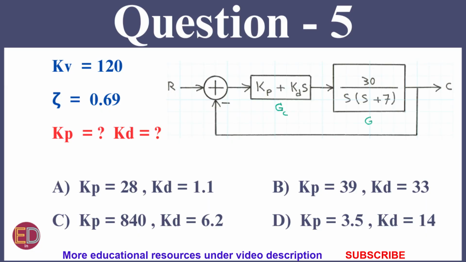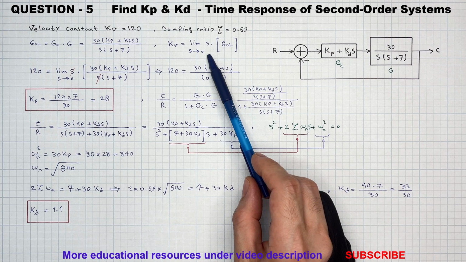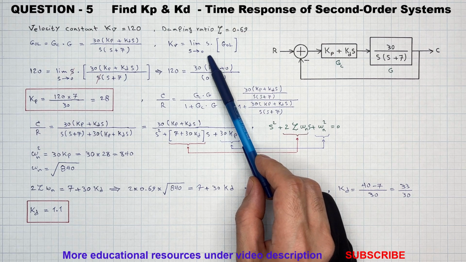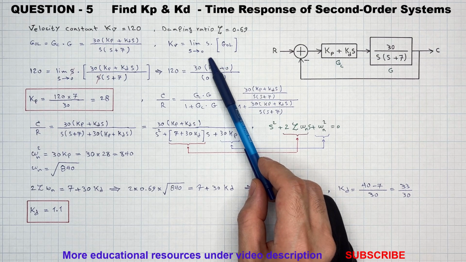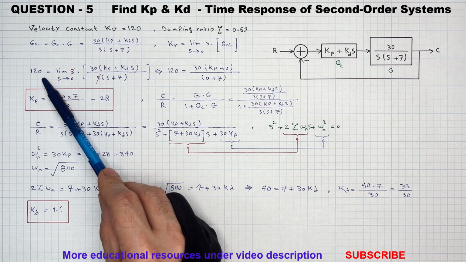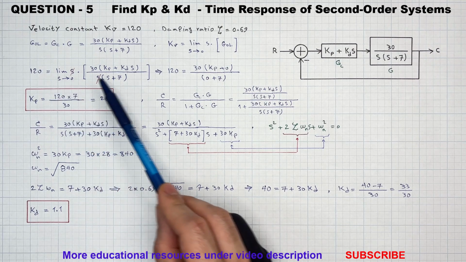Question 5. For this unity feedback control system, the velocity constant is 120 and the damping ratio zeta is 0.69. We need to determine the values of Kp and Kd for the PD controller. To solve this problem, first we use the velocity constant formula to find the relationship between Kp and Kd. Substituting the Kv value and solving the limit results in the value for Kp.